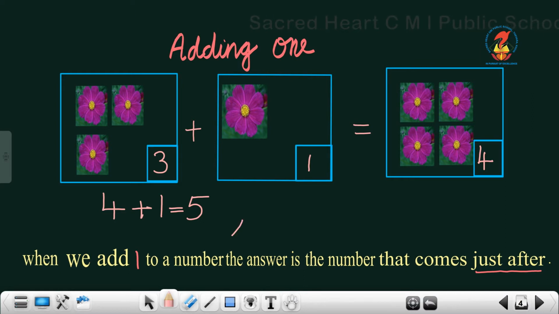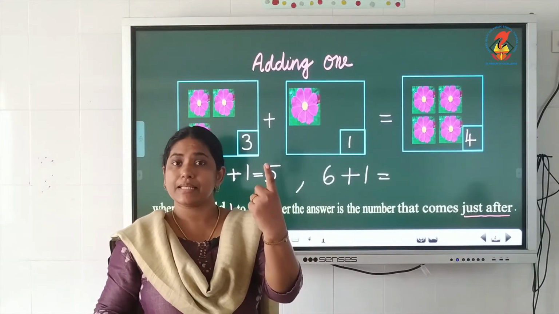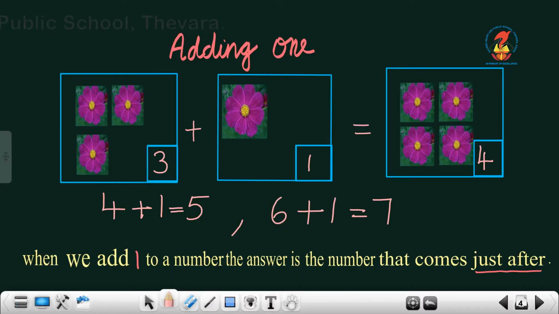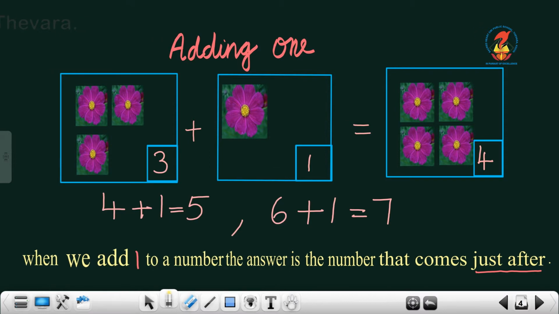Now another example. 6 plus 1. Children, again keep the big number 6 in your mind. Take 1 finger after 6. Answer is 7. Okay. Now children, all of you look. In both these cases, I take the number 1. I am adding number 1 here and here also number 1. And look at the question and answer. Here 4, answer is 5. And here 6 and answer is 7.